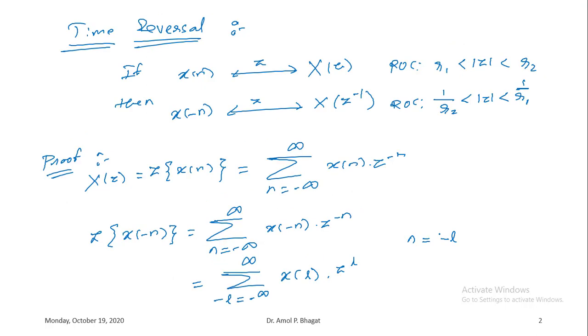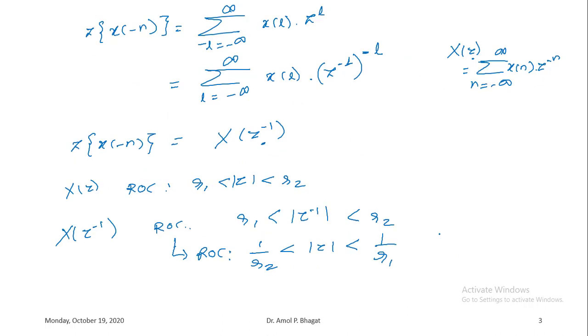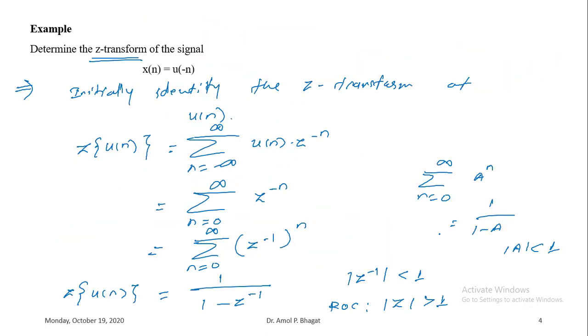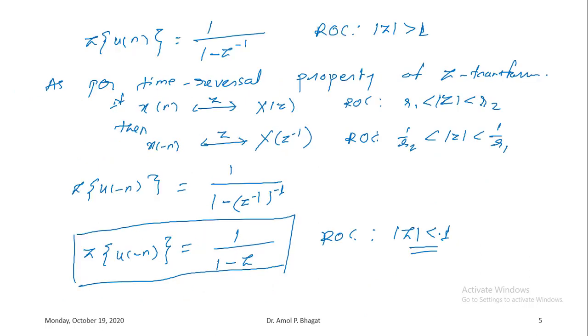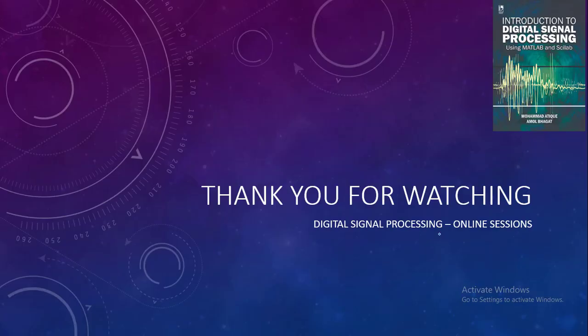So here we have seen the time reversal property. We also obtained its proof, we also determined its ROC, and by using the time reversal property we identified the z transform of u of minus n. In the next session, we will be discussing the next property, that is differentiation in the z domain. Thank you for joining this session.